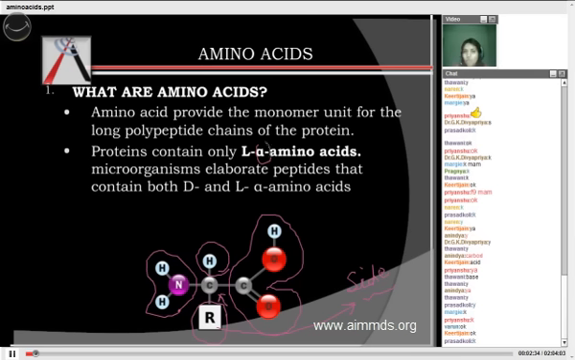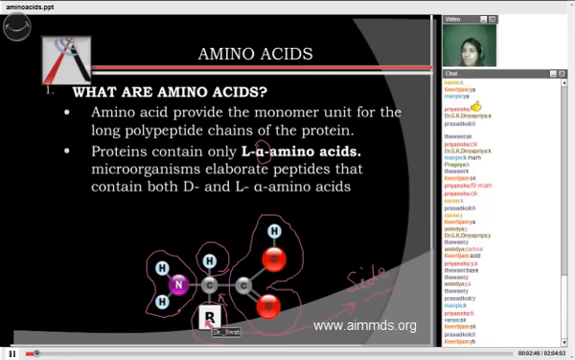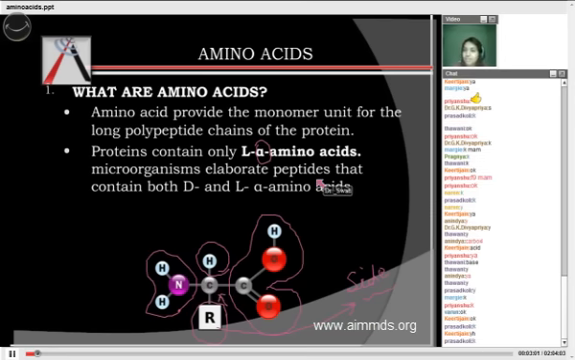When we say alpha carbon, this carbon which is just next to the carboxylic acid carbon is called the alpha carbon. Now whenever we have this R group attached to the alpha carbon, such kind of amino acid, wherein the side chains are attached to the alpha carbon, is called an alpha amino acid. Are you all clear with this now? What are alpha amino acids?